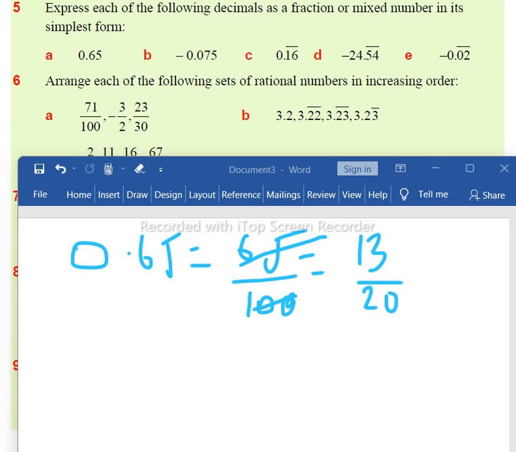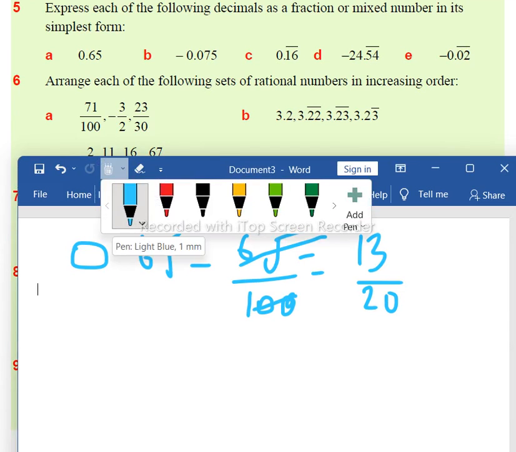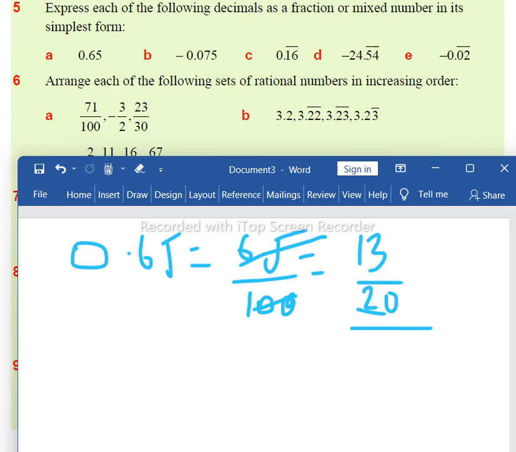After that we try to write this in the form of a mixed number, no, because it is already a simplified answer, we cannot write this as a mixed number. So this is a fraction. After we change 0.65, this decimal, to a fraction, the final answer is 13 over 20. The next question, we skip B and we do C.